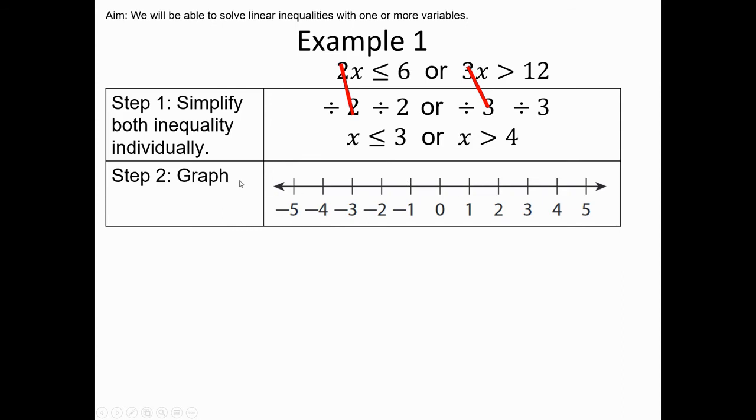Now, we still have this OR right here. So you're probably wondering, what does that OR mean? I'm going to show you right now. Let's graph the left side. This says x is less than or equal to 3.